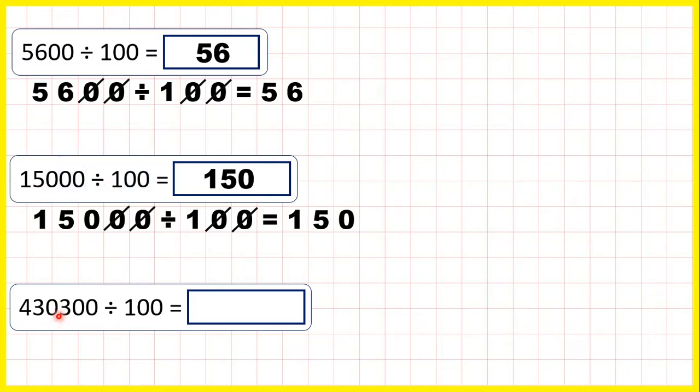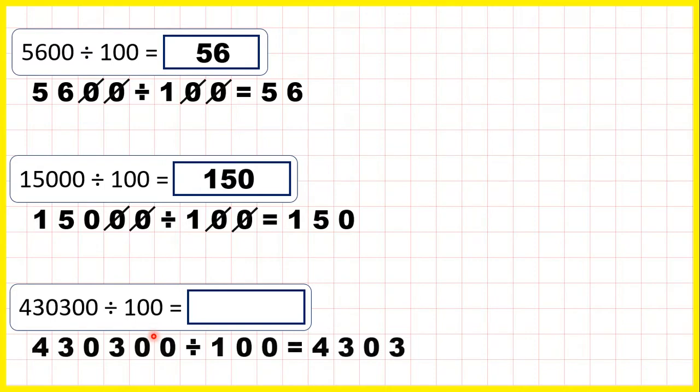Now 430,300 divided by 100. When we write it out and cancel the end zeros, we get 4,303. So that's our answer. And again, you can see what we're doing with the end zeros.